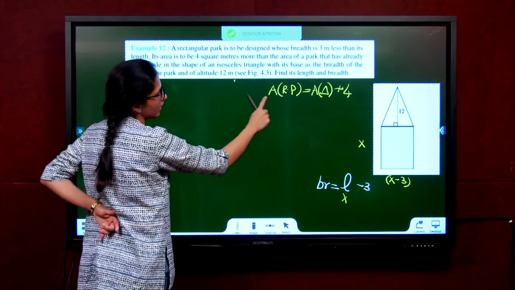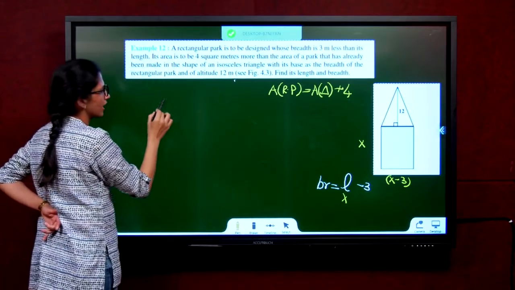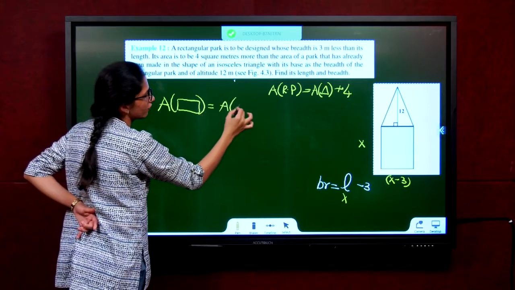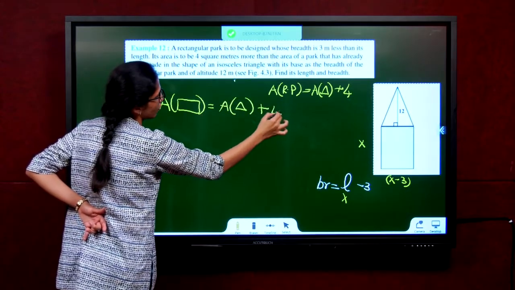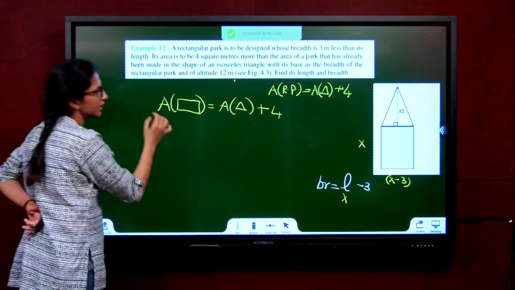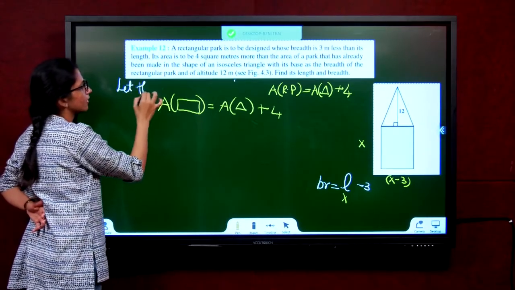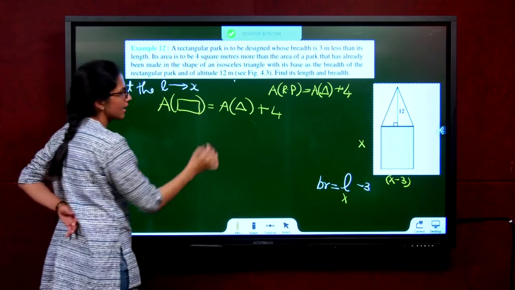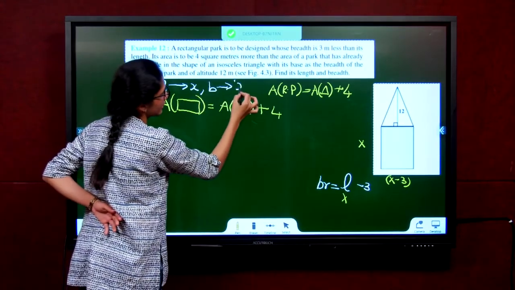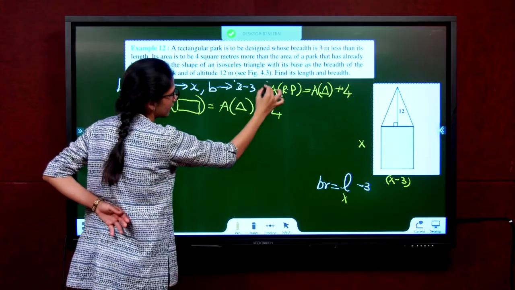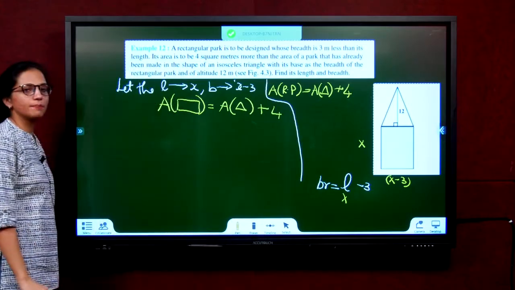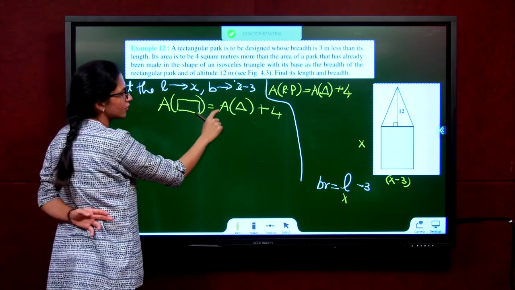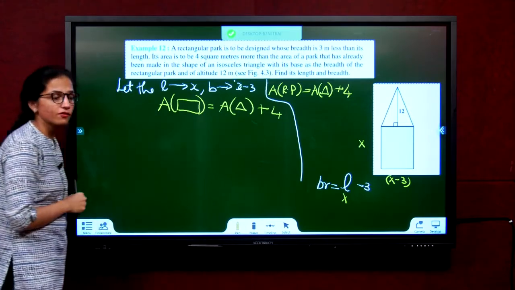So what do we do here? Area of rectangular park. So we have area of rectangular park is equal to area of triangular park plus 4. Before that, what will be the first statement? Let the length be x. Please write it in words. And breadth be x minus 3. Let the length be x and breadth be x minus 3. Next line. Area of rectangular park is equal to area of triangular park plus 4.